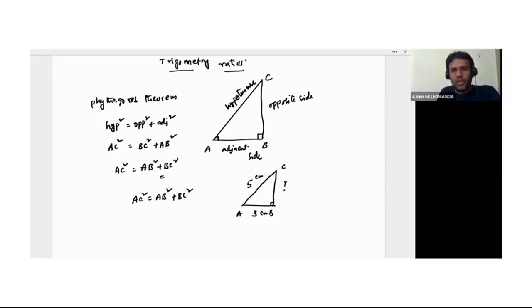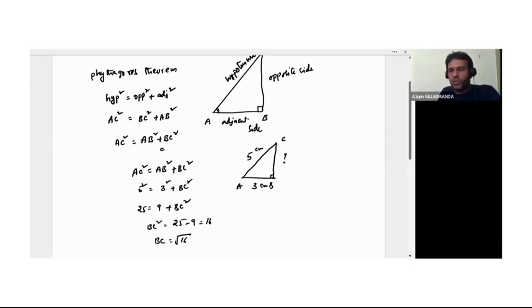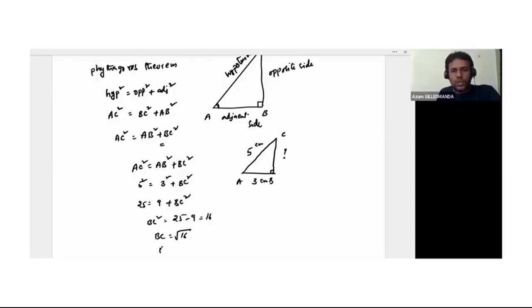What is AC? AC value I know, that is 5 square, equal to AB, which I know, that is 3 square, plus BC square, which I don't know. So this is 25, and this is 9, and this is BC square. What is BC square? 25 minus 9, that is 16. Then BC is the square root of 16, which is 4. So this is 4 centimeters if you want to write the units.